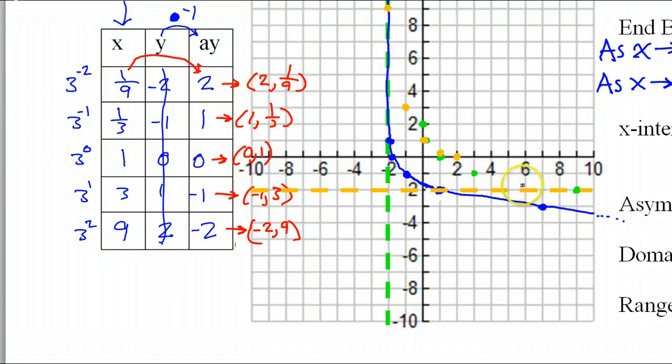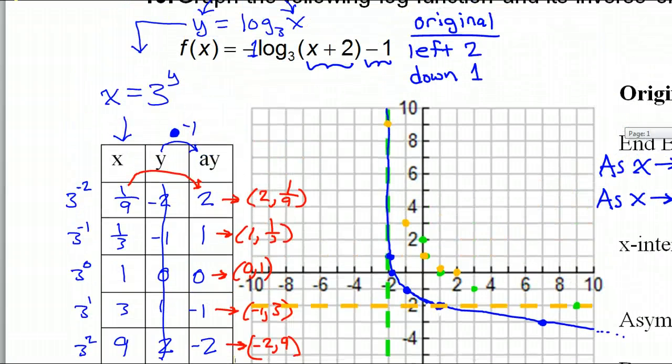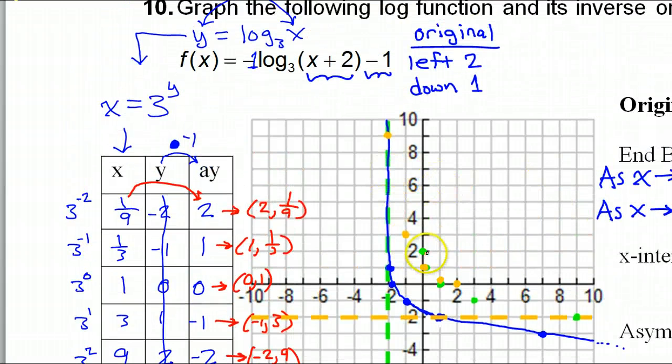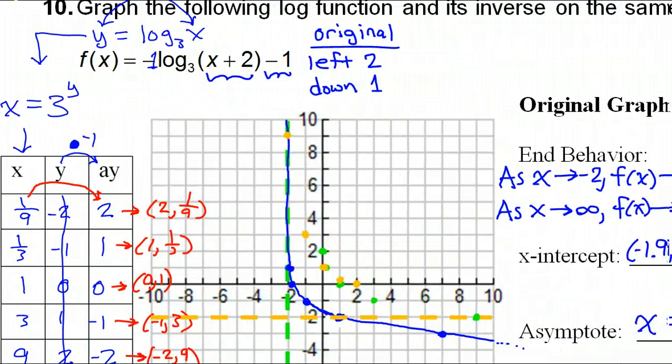Alright, now I am not going to graph the orange dots right now. I'm not going to connect them, just like I did not connect the green dots. The reason why, I haven't done the shifting yet. Okay, they're just the parent function. Now it's time for the shift, but you have to be careful.